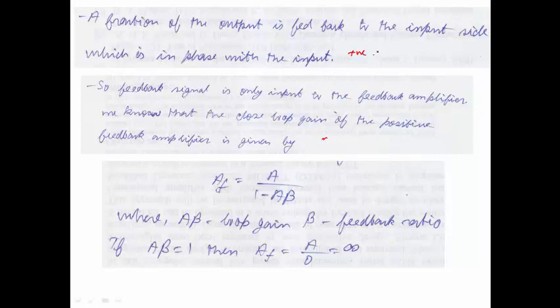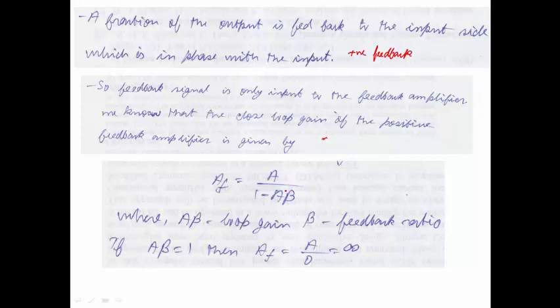So in positive feedback, we feed some portion of the output back to the input in the same phase as the input. The feedback signal is the only input to the feedback amplifier, and we know that the closed loop gain of this positive feedback amplifier is given by AF = A / (1 - Aβ). This we have already derived earlier. Hopefully we will be able to record those lectures as well, where we derived the expressions for different types of feedback, positive as well as negative.